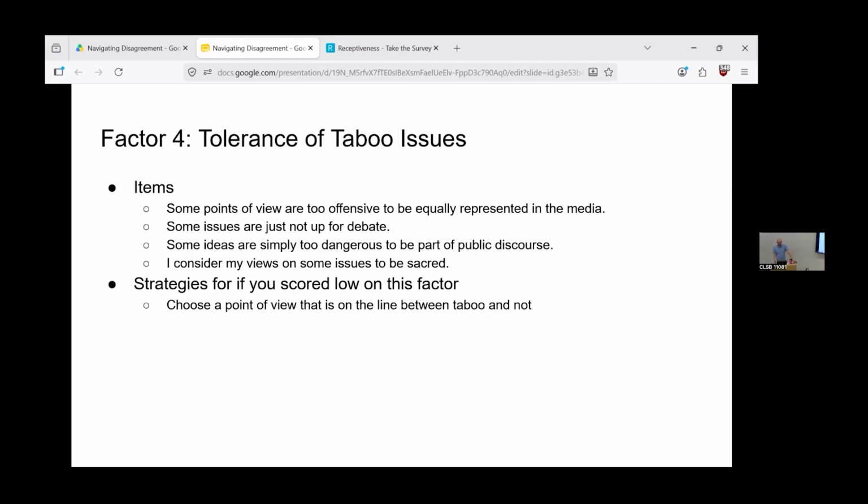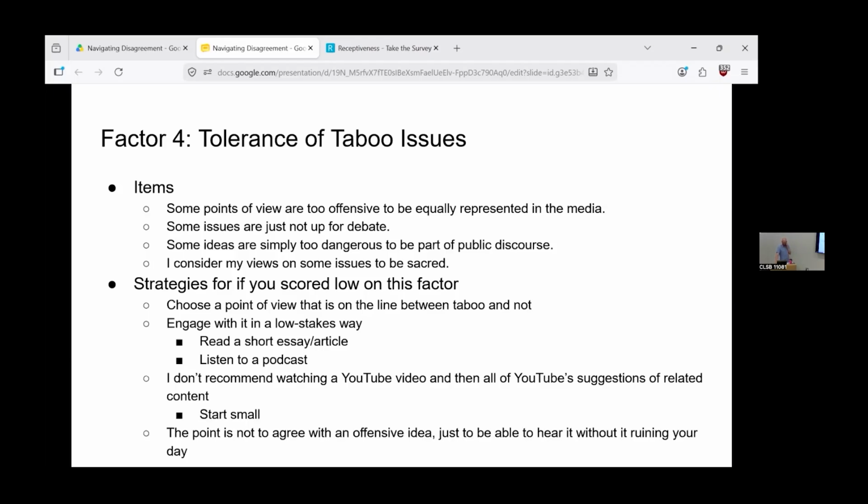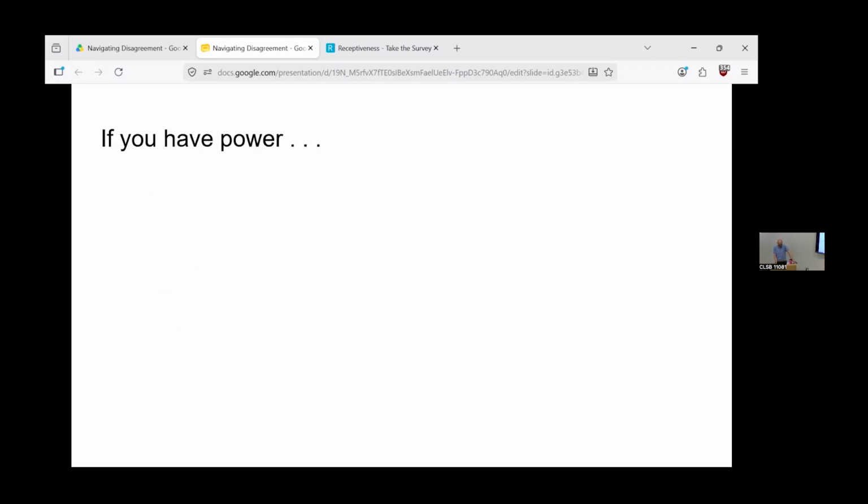Okay, I did come up with some strategies. If you scored low on this, you might want to try to engage with a taboo issue in a low stakes way. I don't recommend that you watch a YouTube video and then all of YouTube's suggestions of related content. I don't want to radicalize anyone. The point is not to agree with an offensive idea, but just to be able to hear it without it ruining your day. And if you don't want to do that, you don't have to. I'm not going to force you.